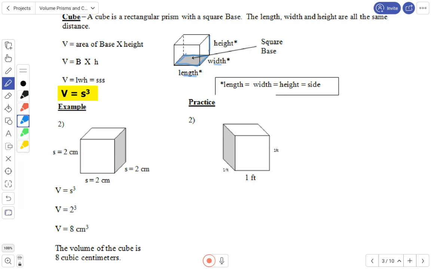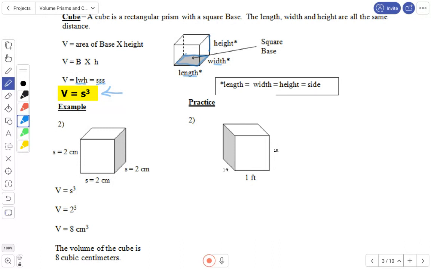So if we think about our formula of a rectangular prism, length times width times height, we're actually plugging in the same number for the length, the width, and the height. So it would be the side, side, side, all being multiplied by each other. The same distance being multiplied by itself 3 times. So to make a simpler formula for a cube, you think side cubed, the side length cubed, because it's the same measure times itself 3 times.